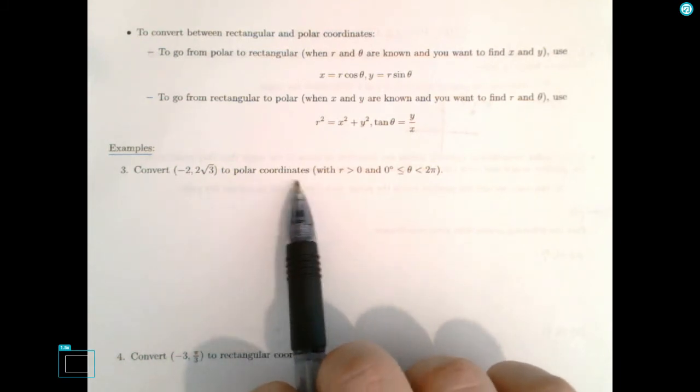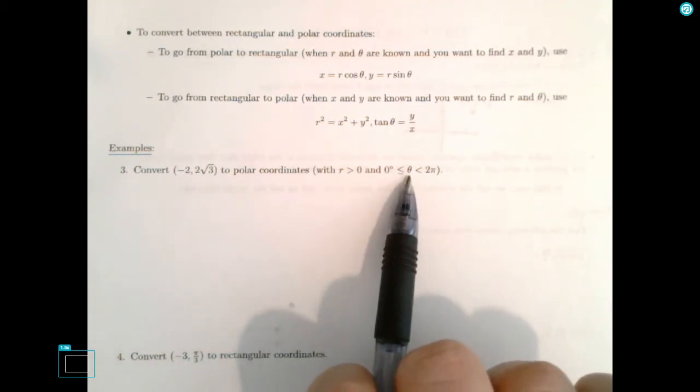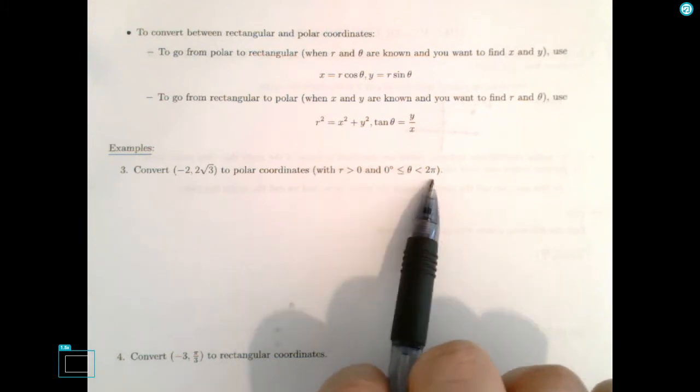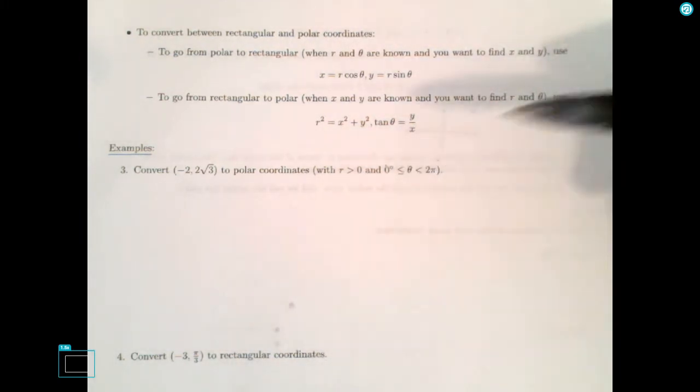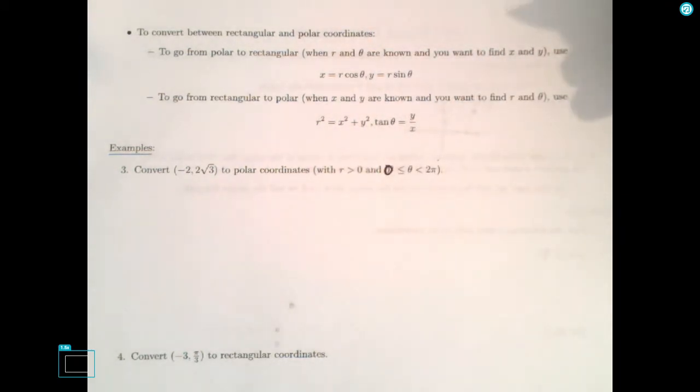And since there are infinitely many ways to describe it, let's give the polar coordinate that has a positive radius and that has an angle theta between 0. I don't know why I switched from degrees to radians, but it should all be in radians. This is calculus. You should be dealing with radians. So from 0 to 2 pi.